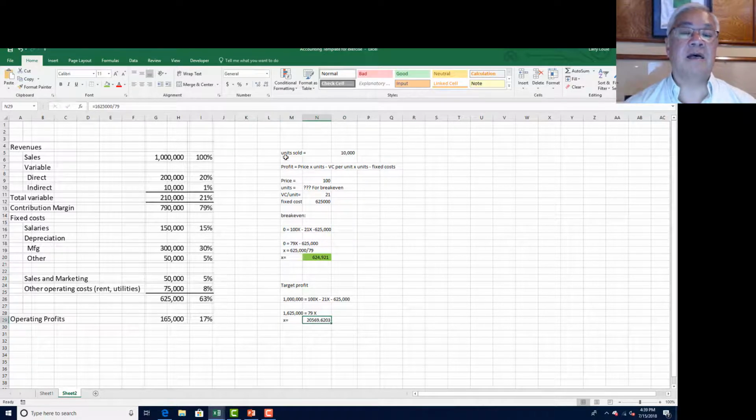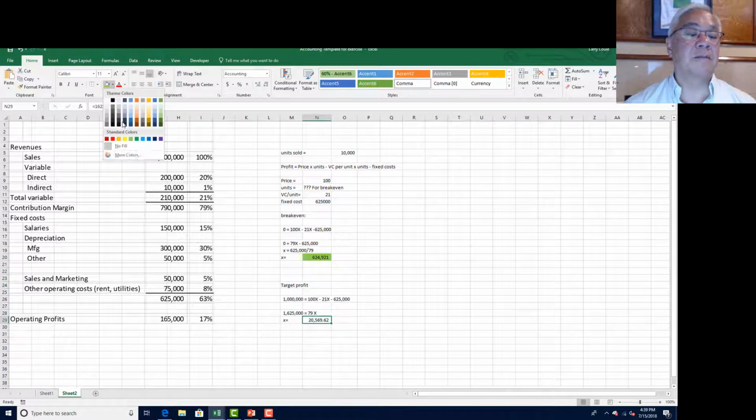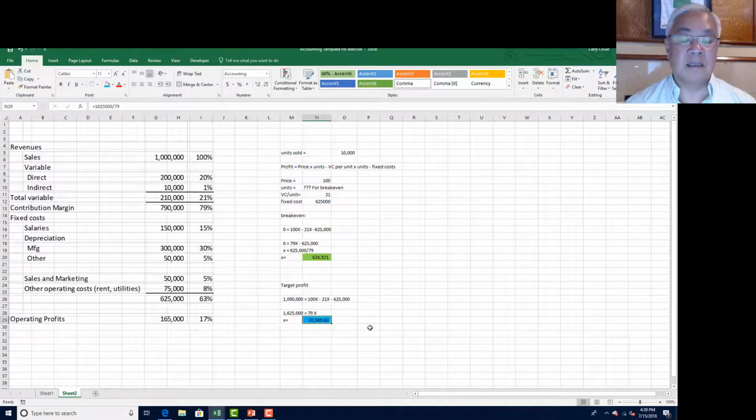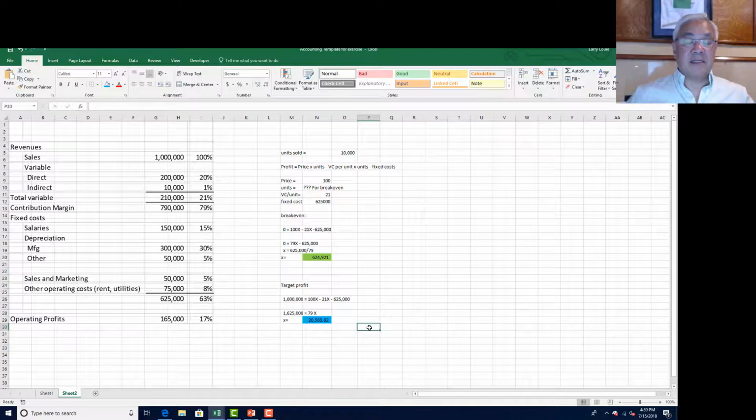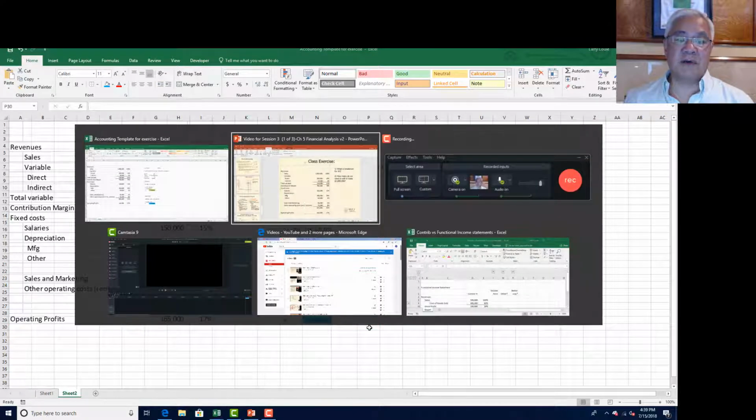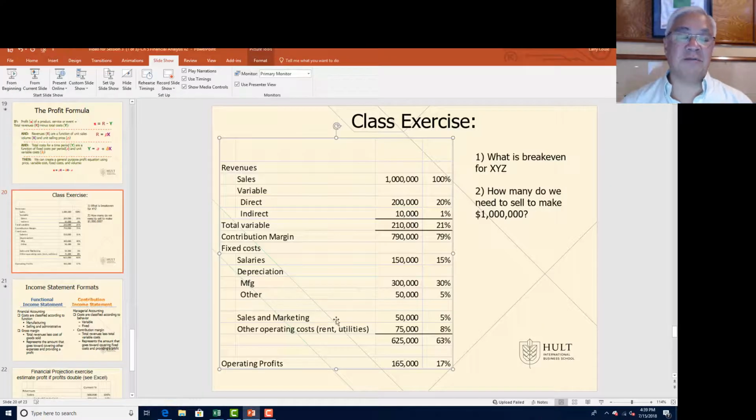We can solve X equals 1,625 divided by 79. So we would have to sell more, of course. How much more? We'd have to sell 20,569.62, rounded up to make sure you get over the money you need. So 20,570 units would earn us $1 million. This very simple relationship of the profit equation is useful for break even and also for figuring out target profit and a bunch of other things as well. But let's just say those two as examples.